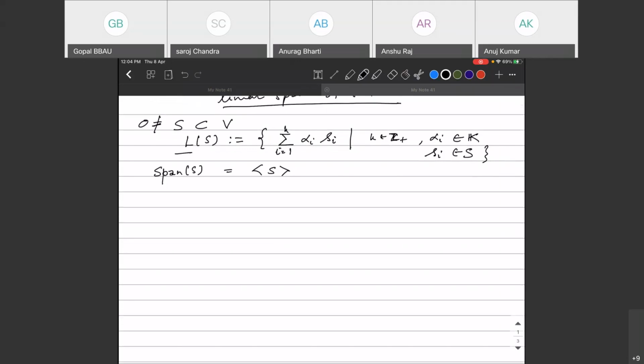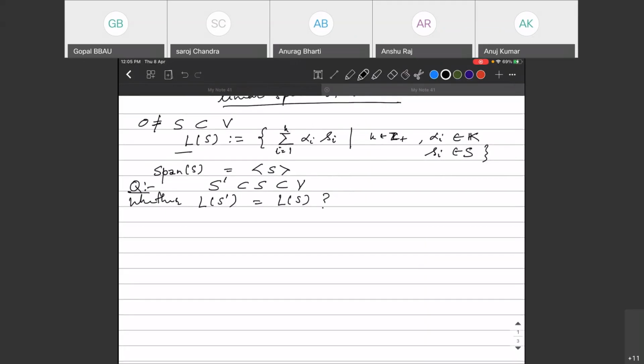Then there was a question. What was the question? The question was, we have two sets S dash and S of a vector space V, where S dash is a subset of S. And the question was whether LS dash is equal to LS or not. Whether this is true or not.